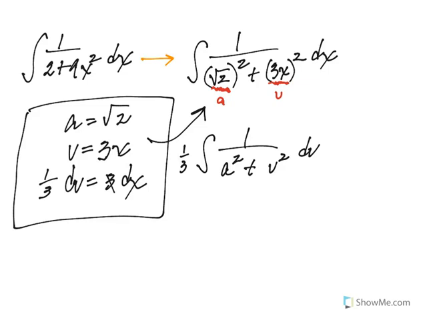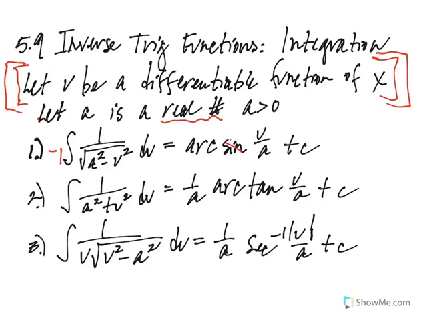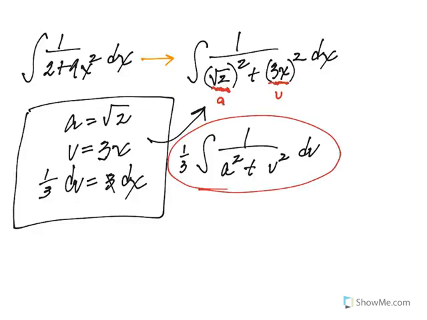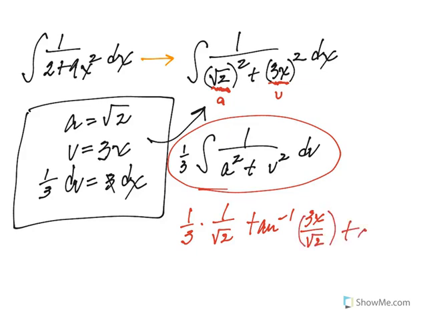So now I am ready to go because this integral right here, I have a formula that will tell me how to integrate it, and that's right here. All right, so the answer then is going to be 1/3 times 1 over a. That's 1 over the square root of 2. That is times the arctan of u over a, so that is 3x over the square root of 2 plus c.